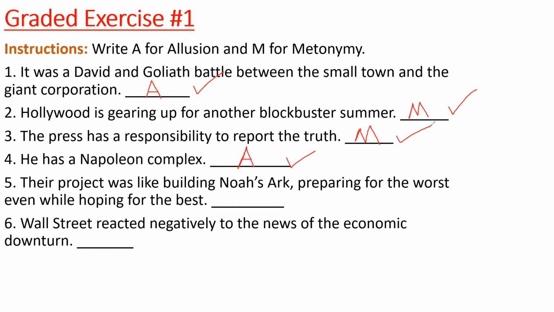Number 5, their project was like building Noah's Ark, preparing for the worst even while hoping for the best. What is that? A. Definitely a biblical allusion again, to Noah's Ark. Number 6, Wall Street reacted negatively to the news of economic downturn. What is that? M. Very good.